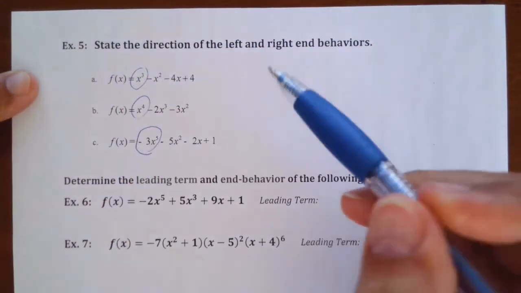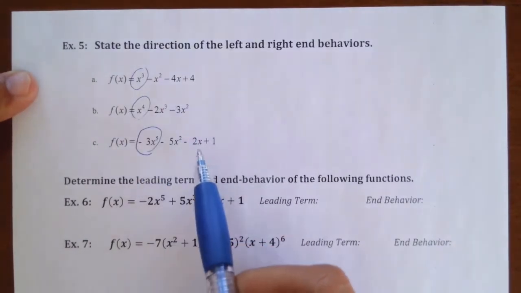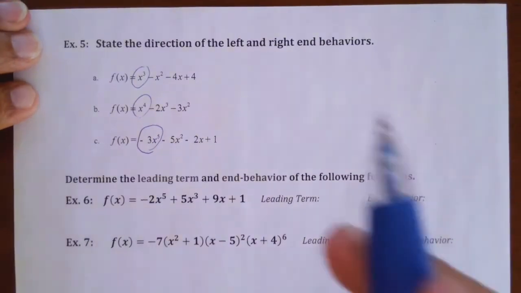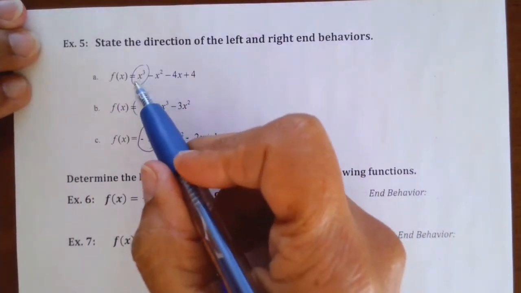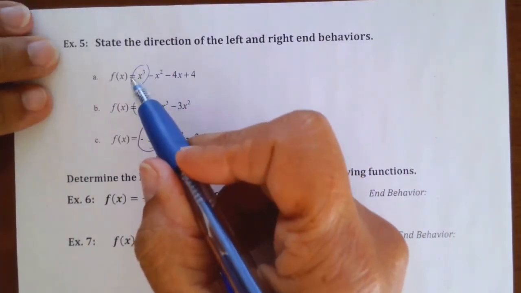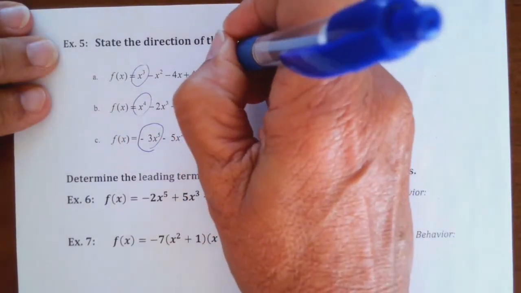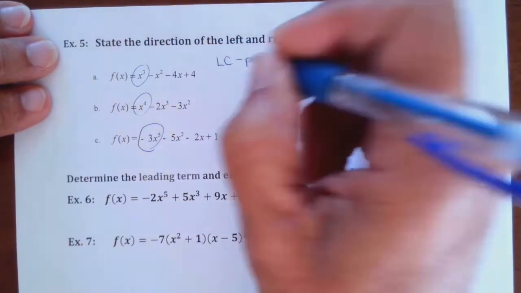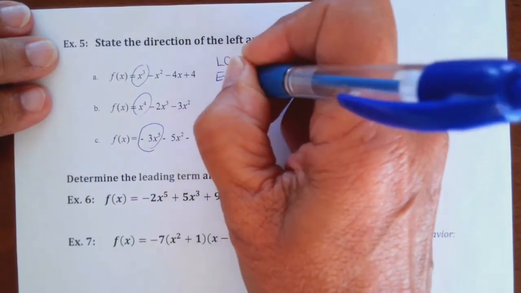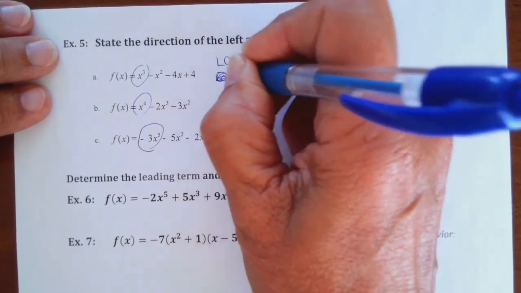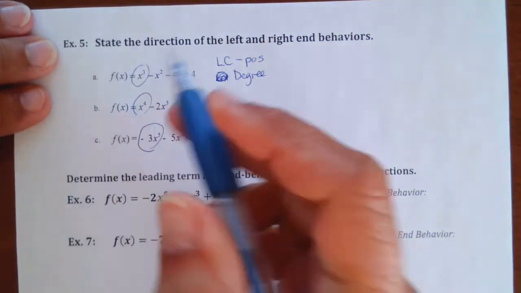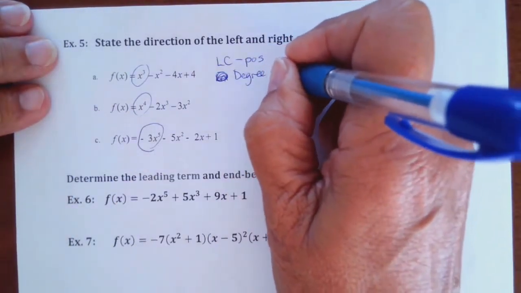So this one, they're given to you all in the right order. So your leading term is the highest power, okay? All right, so look at the leading coefficient. Leading coefficient is positive. And the exponent, I'm going to say the degree, sorry about that. The degree, that's the highest exponent, is odd, right?